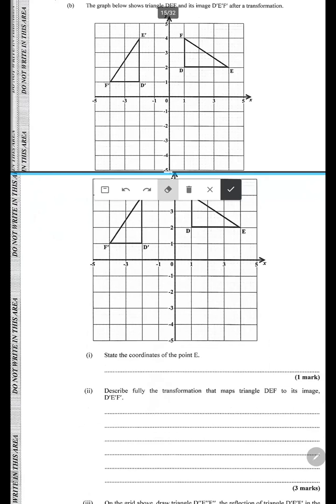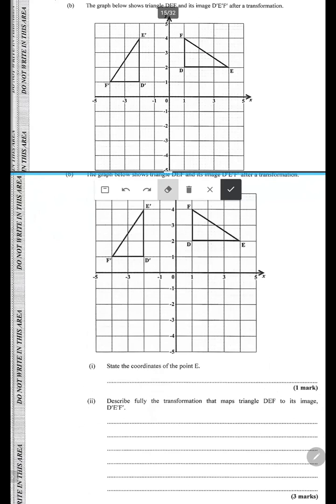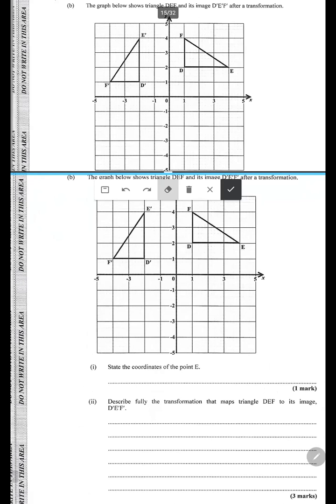State the coordinates of E. So E clearly is 4 across, then going up by 1, 2, 3, 4. Sorry, up by 2: 4, 2. E is the point 4, 2. All right, that's the first part, a free one mark.